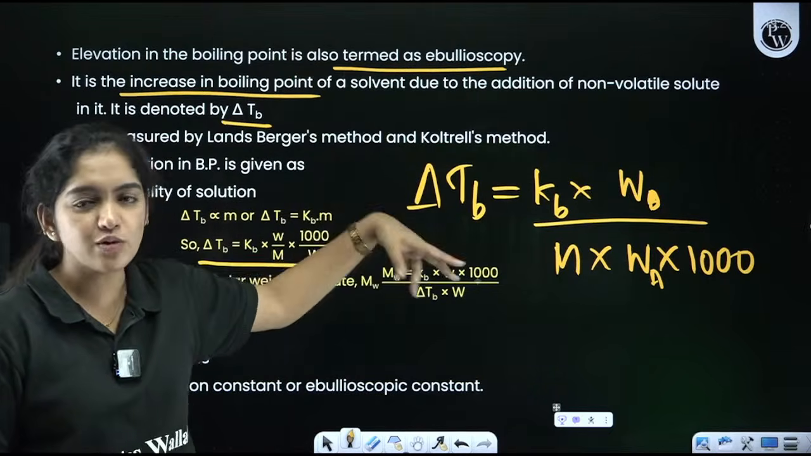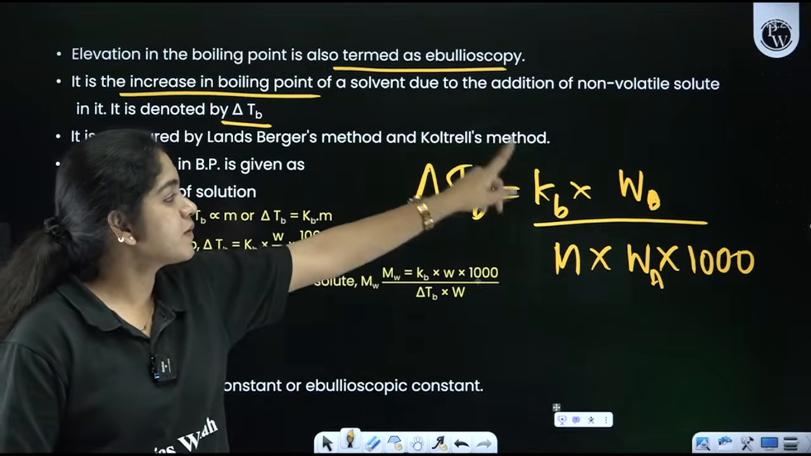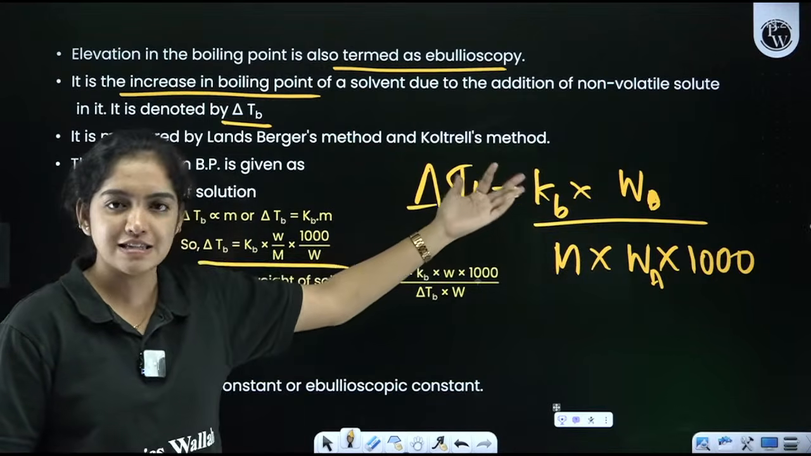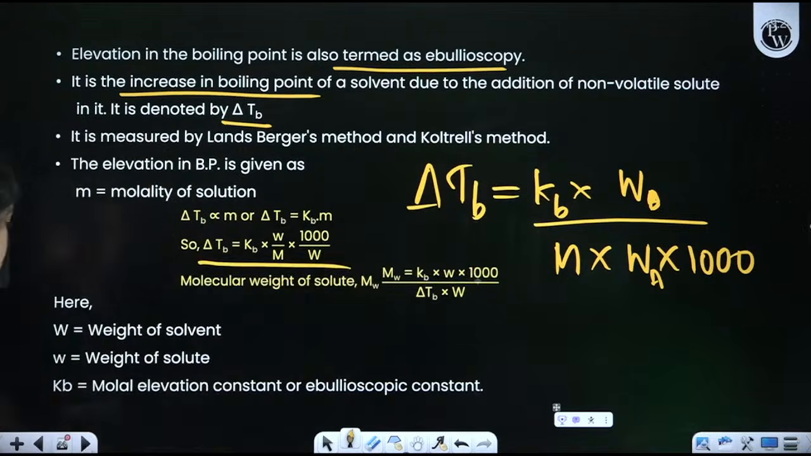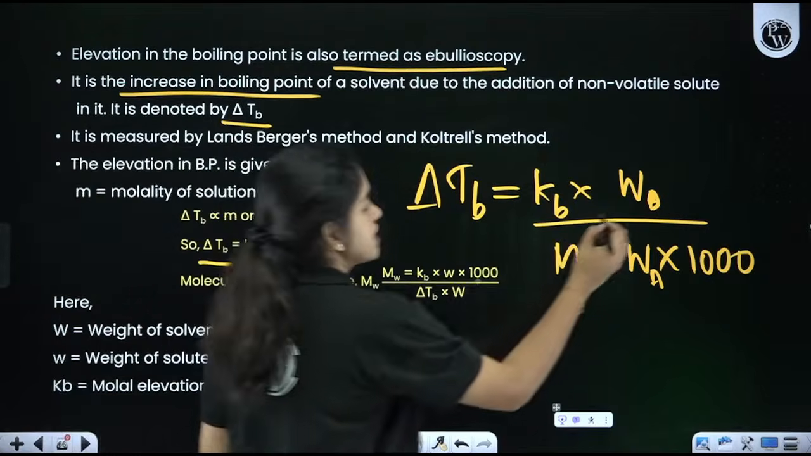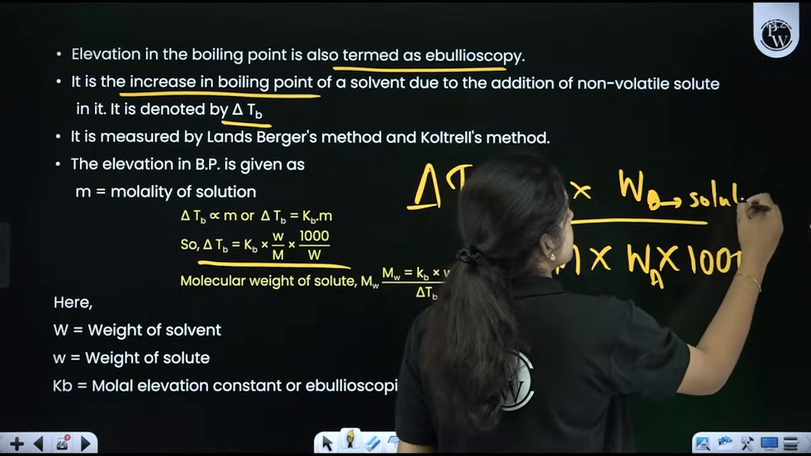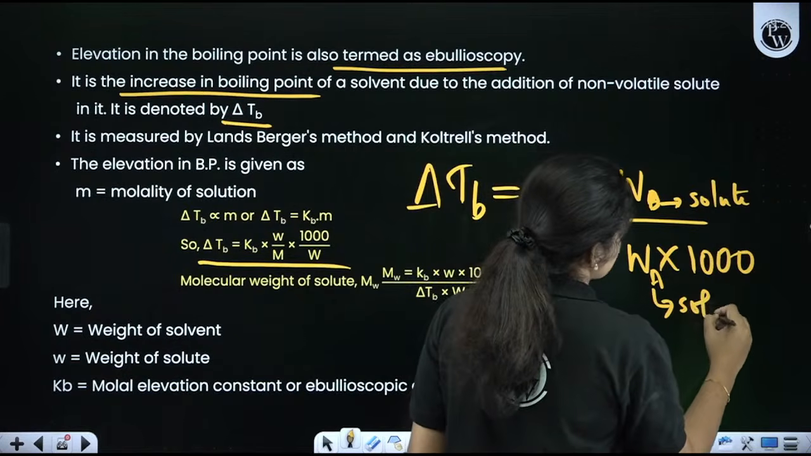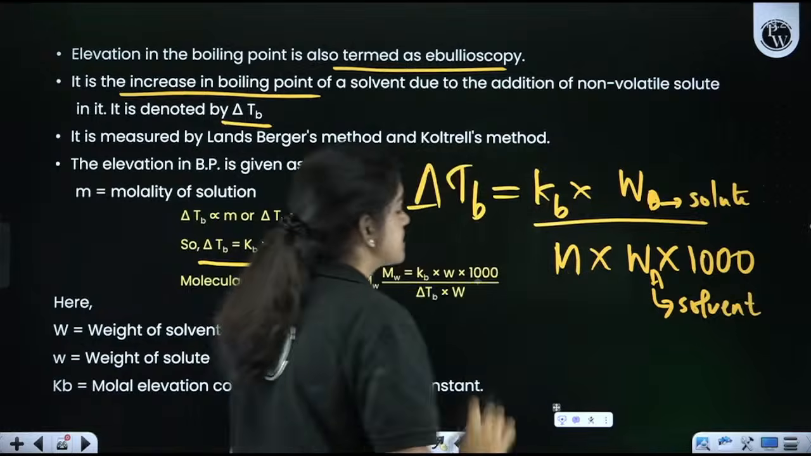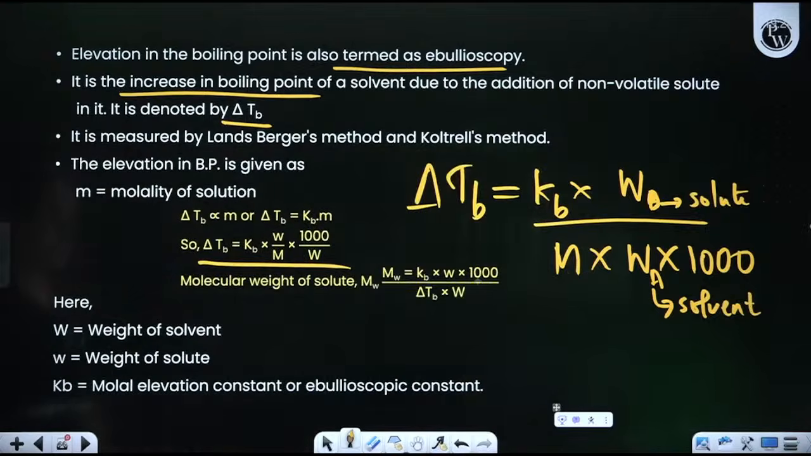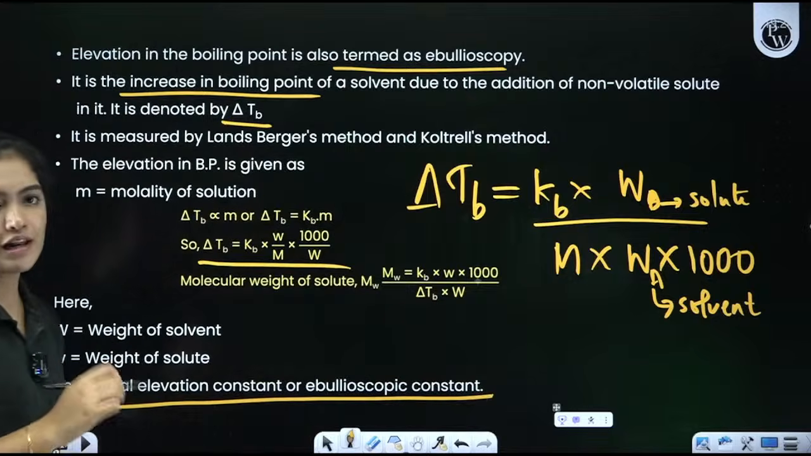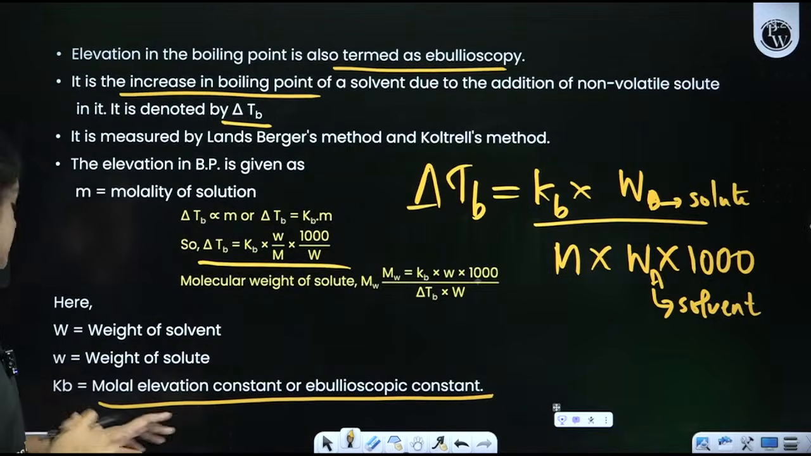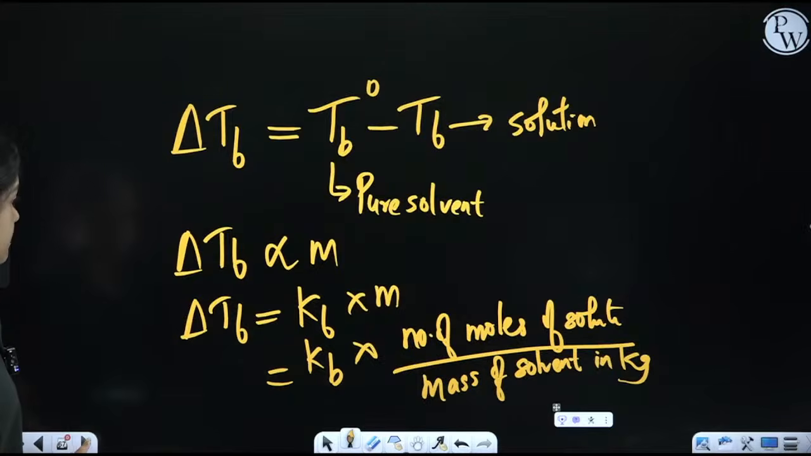Delta TB. Sometimes the question is to find the delta TB, sometimes it will be for elevation KB. So just interchange the terms. Take AB to the other side, TB to the opposite side, and you can make the other equation also. So what is weight? Weight of the solvent is there, weight of the solute is there. Here it is weight of solute, down it will be weight of solvent. M is the molecular mass and Kb is the molar elevation constant or ebullioscopic constant. Very, very important. Molar elevation constant or ebullioscopic constant.